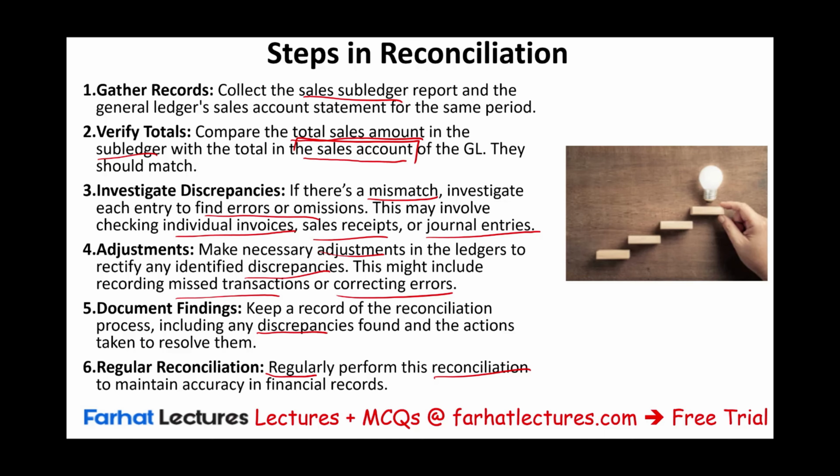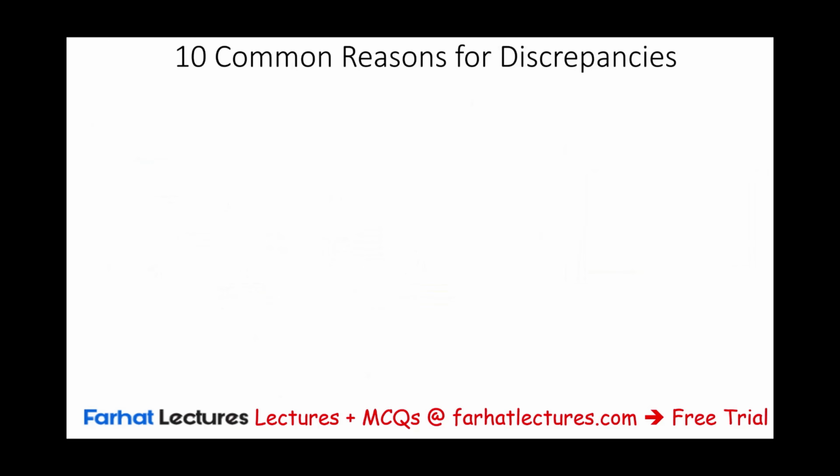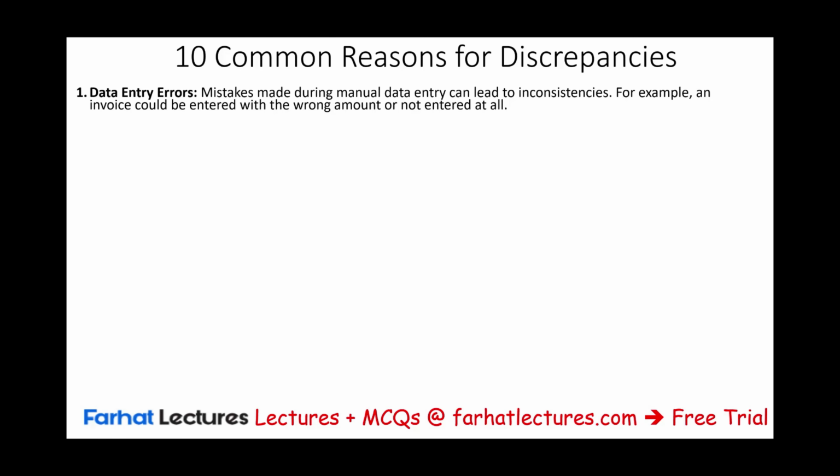Now, why would there be a discrepancy? I'm going to list 10 common reasons for discrepancies. Those are not the only 10, but those are the most common 10 reasons. Actually, if you have a computerized system that's integrated, you can cut those reasons down to maybe 2 or 3 reasons. But I'm going to assume you might be using a manual system. One is data entry errors. Mistakes made during manual data entry.